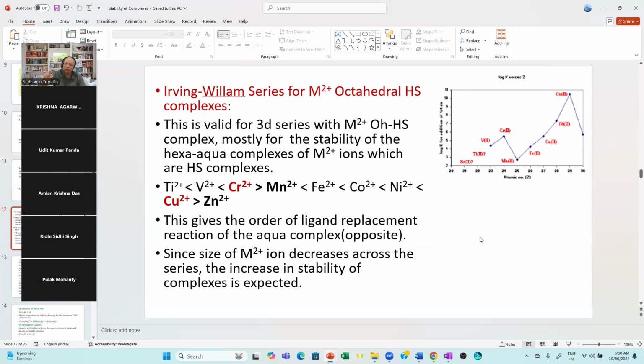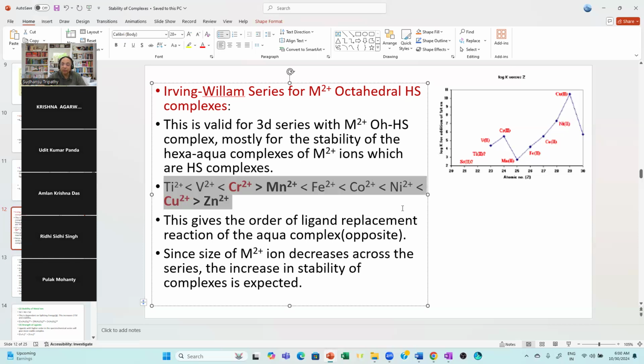Usually when we look at 3d metal ions and you put them in aqueous solution, they will form aqua complexes, and you are carrying out some other complex formation and trying to measure Kf, the stepwise formation constant, and then the overall formation constant. So this is the order of the stability of complexes.